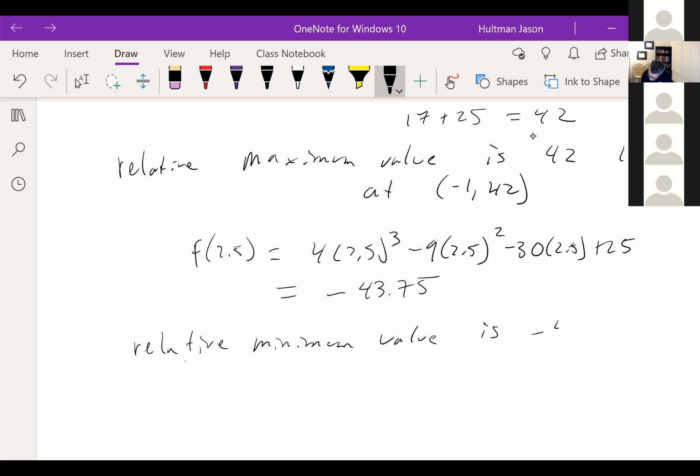And so this is my minimum value, my relative minimum value is -43.75, located at (2.5, -43.75). Boom. Okay, those are my relative maximums and relative minimums.